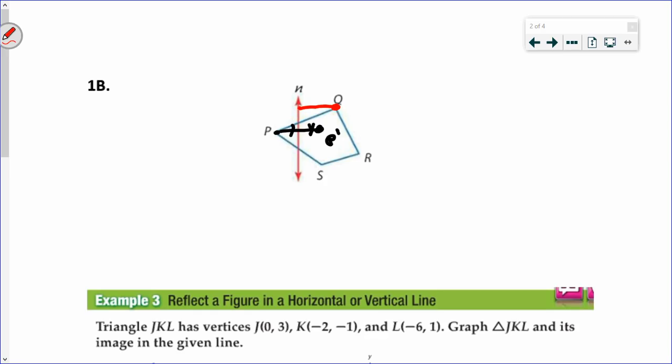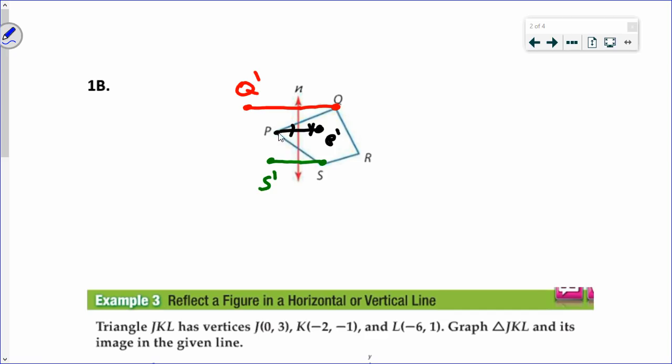And we measure that same distance this direction, and we have point Q prime. We've got P prime, Q prime. Let's go ahead and take care of S from our line of reflection. That part's going to go back this direction. Notice it's just a little bit past prime.